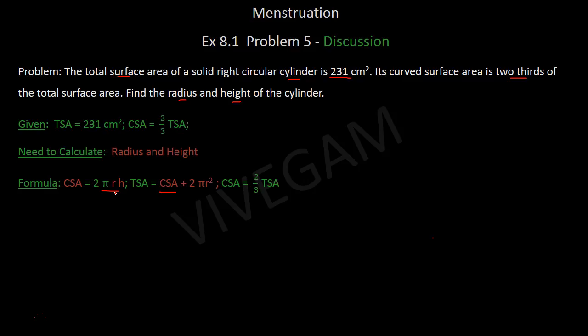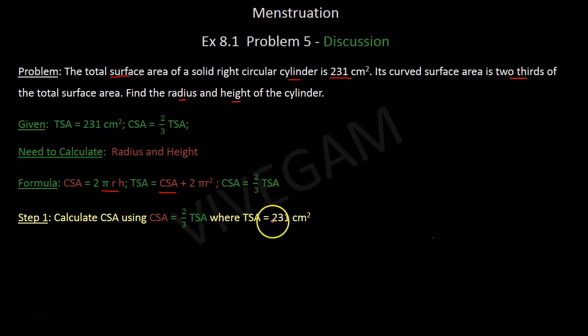So let me summarize it for you. Calculate CSA using CSA is equal to 2/3 TSA, where TSA is equal to 231 centimeter square. This is a special formula which is given in this particular problem because here they say the curved surface area is 2/3 of the total surface area. So this is only applicable to this particular problem.